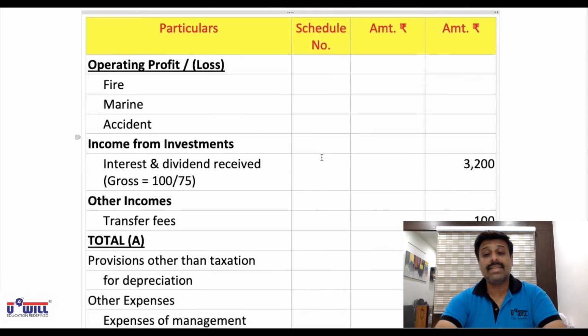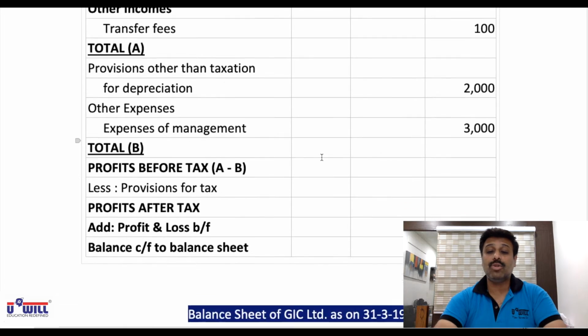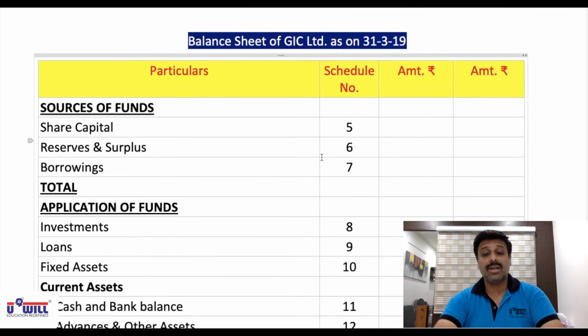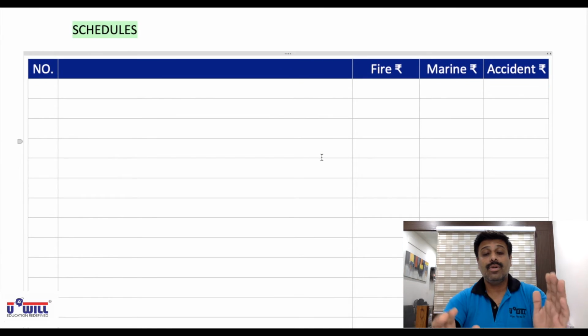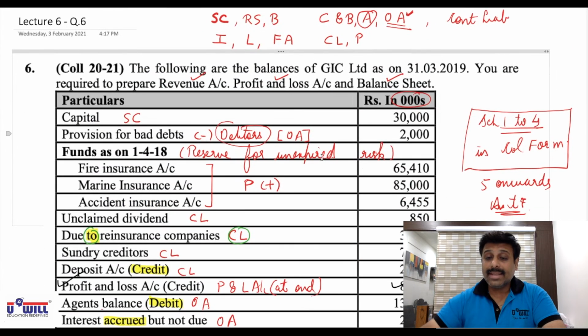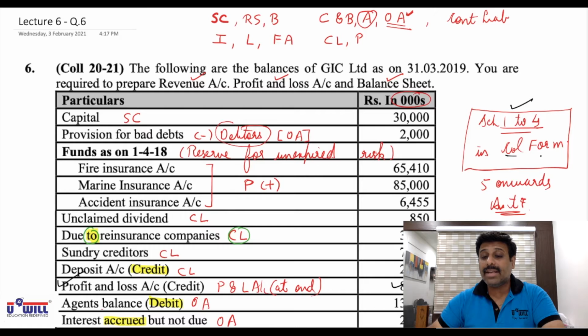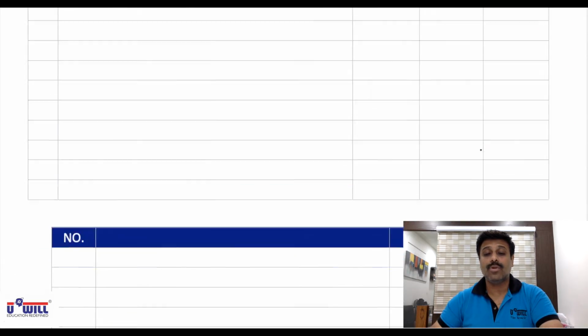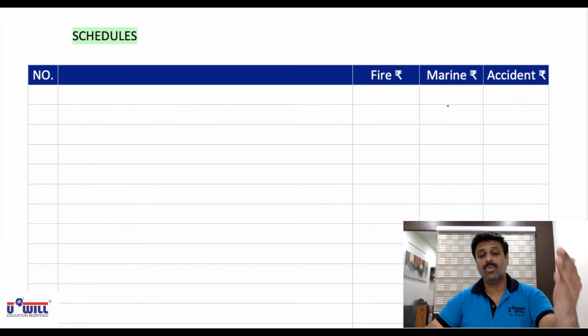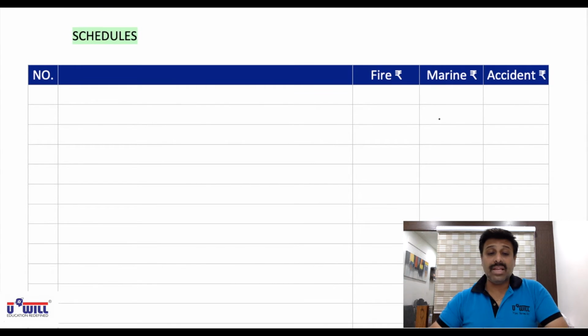Okay, so all the format items which are not to be shown in the schedules are written over here. Now we make the schedules and then we come back to the formats of revenue, profit and loss account and balance sheet. As we discussed, schedules 1 to 4 we will make in columnar form. For 1 to 4 around 1 page would be needed, in columns: fire, marine and accident. Pause the video and make these columns, everyone.